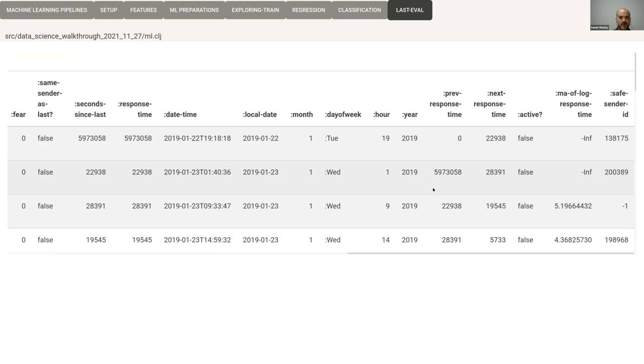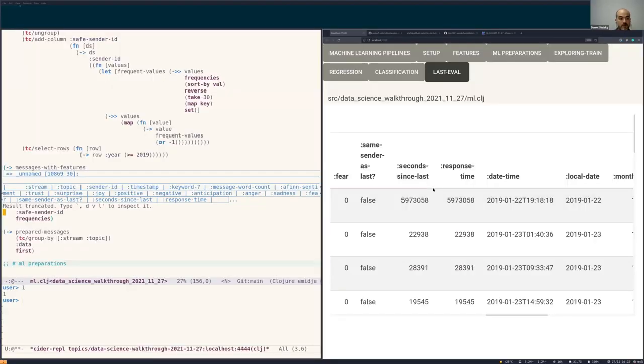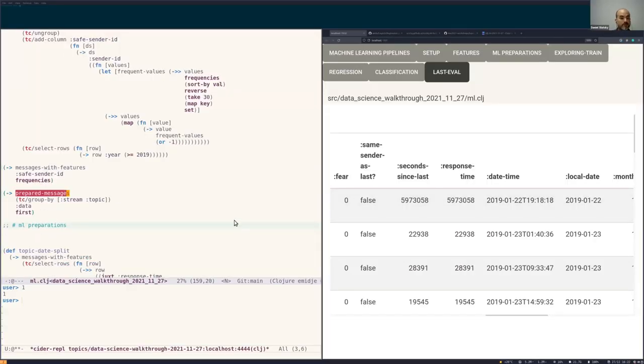Is it okay? Or any thoughts about this? Any comments? Yeah. So we have a data set with more columns.